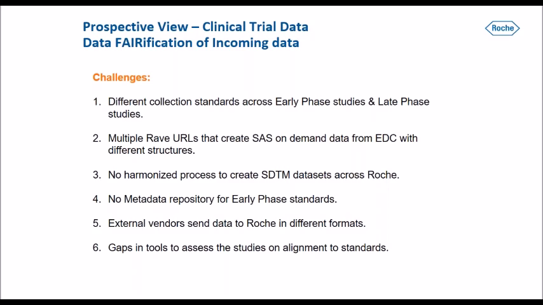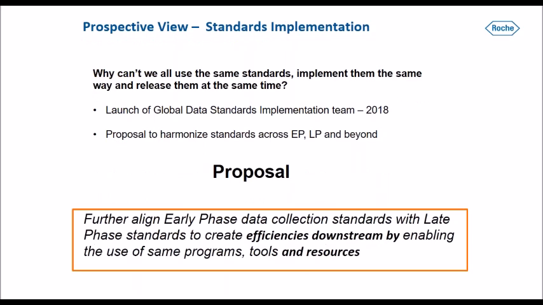So we had a lot of challenges in this project, and we had one question: why can't we all use the same standards and implement them in the same way across Roche and Genentech? And the same standards are developed and released across the company at the same time, so that the study teams can make use of them and implement at the study level at the same time. So this led to the launch of the Global Data Standards Implementation Team in 2018, and our proposal was to harmonize the collection and tabulation standards across early phase and late phase to start with, and to extend it across different parts of Roche and Genentech in future.